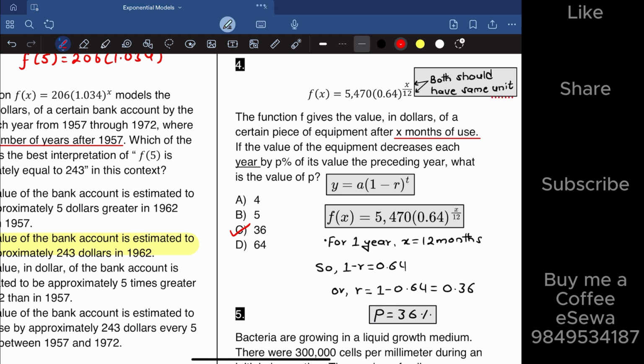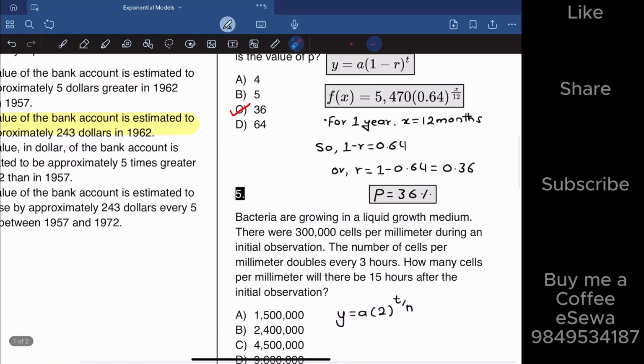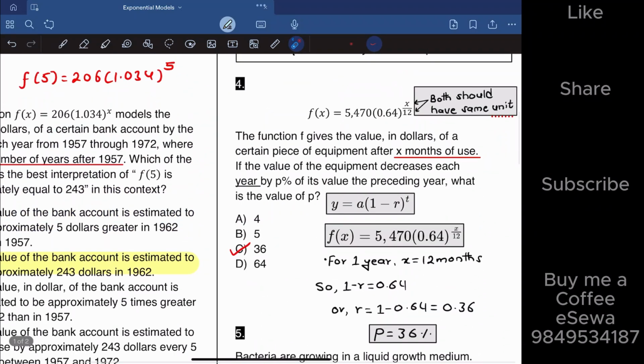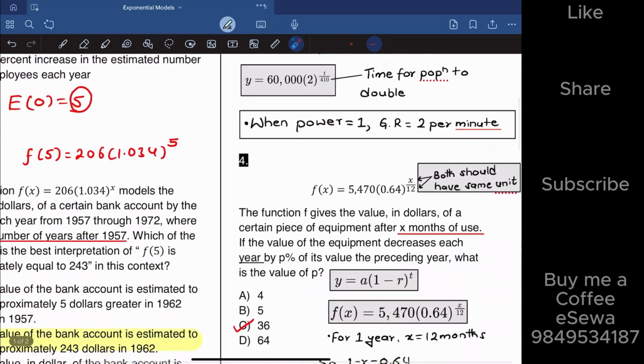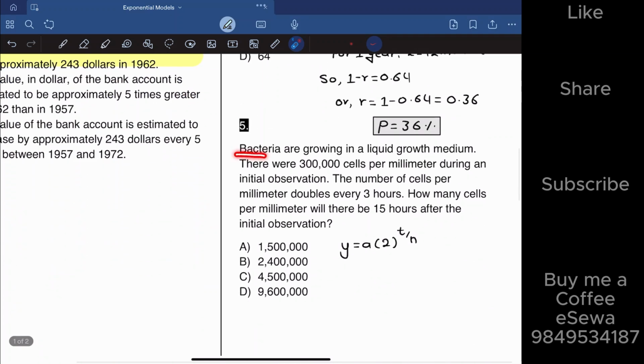You got it? Okay, let me move to the next one, number 5. Bacteria. Did we do bacteria? No. Bacteria are growing in a liquid growth medium. There were 30000 cells per millimeter during an initial observation. This is the initial number, this is a, right? The number of cells per millimeter doubles every 3 hours. So this is the doubling rate, right? So every 3 hours it doubles. How many cells per millimeter will there be 15 hours after the initial observation?